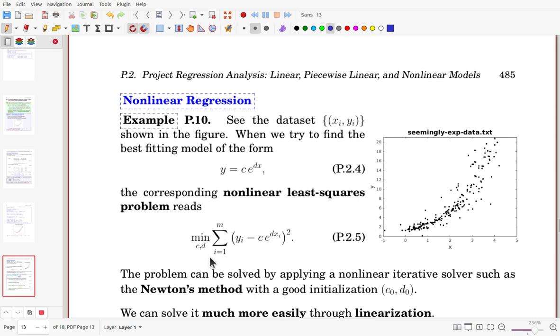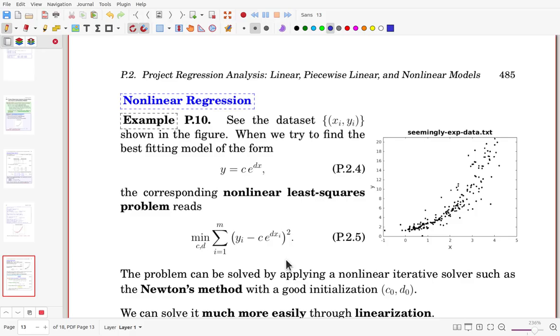So you have to minimize this one. Once you consider a nonlinear least squares model, this is a predicted value, this is the observed value, and the squared error must be minimized. In this way, you have to find C and D. You can solve the problem by using some Newton method or some gradient descent method. Either way, you can solve it. However, it is not easy.